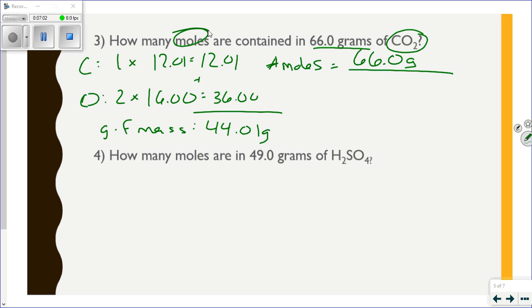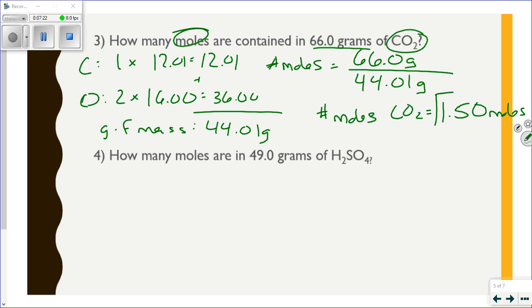That's great news. Now I know my gram formula mass. I can write it in here. 44.01 grams. Divide 66 by 44.01, and you end up with the number of moles of CO2, which is what we're solving for, as being 1.50 when you round moles. That is a lot of molecules.